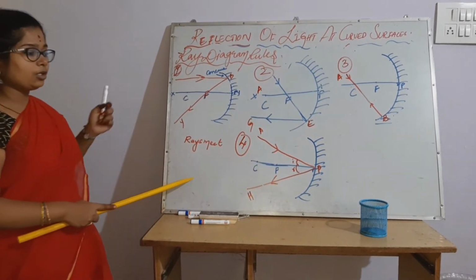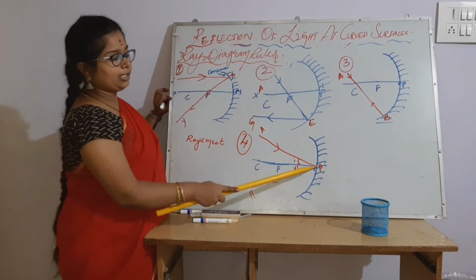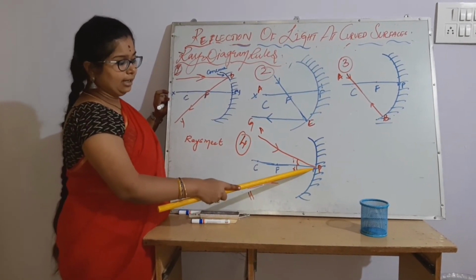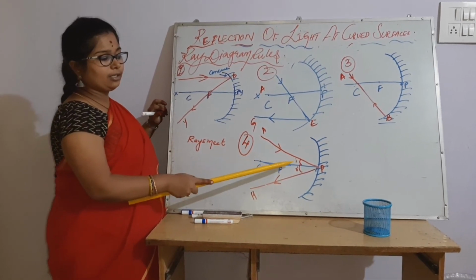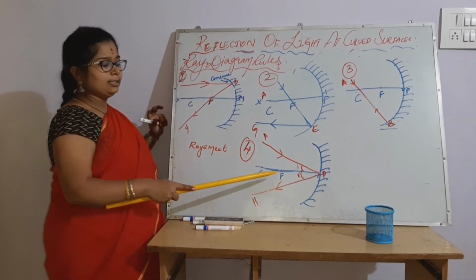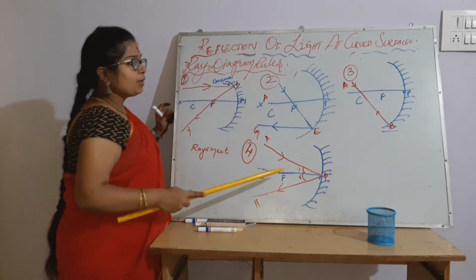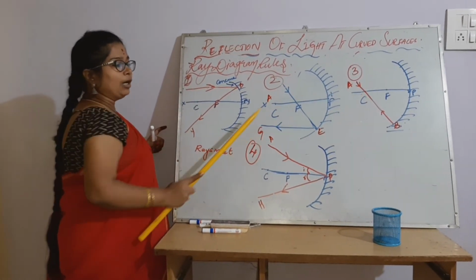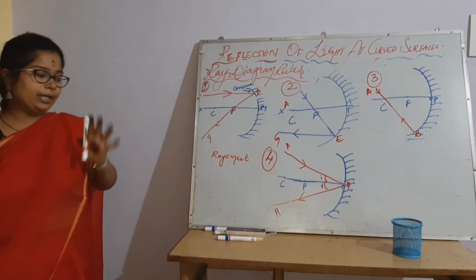And next, the fourth one: when an incident ray strikes obliquely towards the pole and reflects back obliquely, the angle of incidence is equal to the angle of reflection. Pole, focus, center of curvature. By using one or two of these rules, you are going to show where the image is formed.